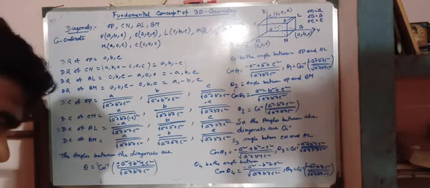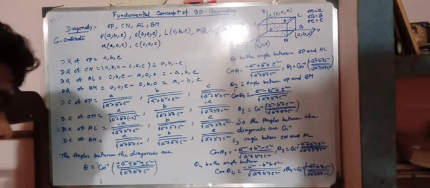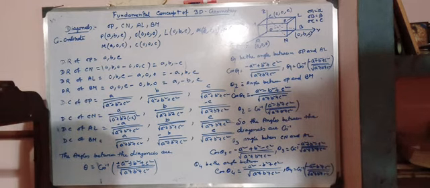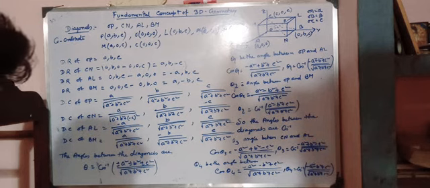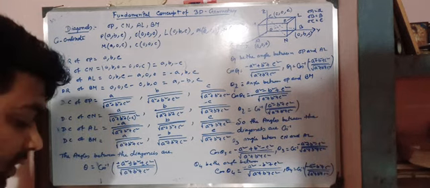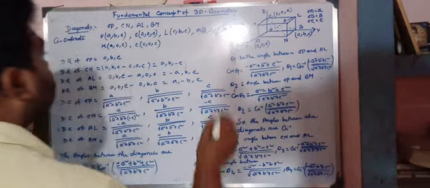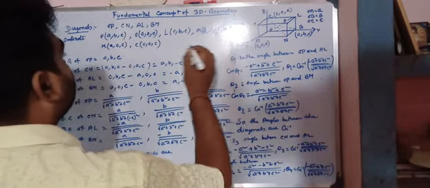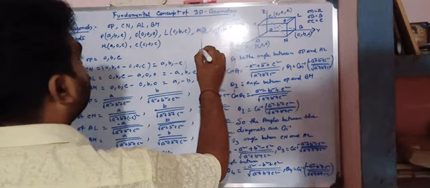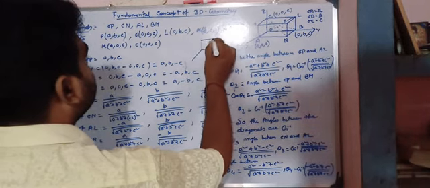Next, move to another question. Here the question given is: show that the angle between any two diagonals of a cube is cos inverse 1 by 3. That is the question given here. Again, I am just giving you the hint for this question, that we have to draw a cube over here. This is a cube, suppose.